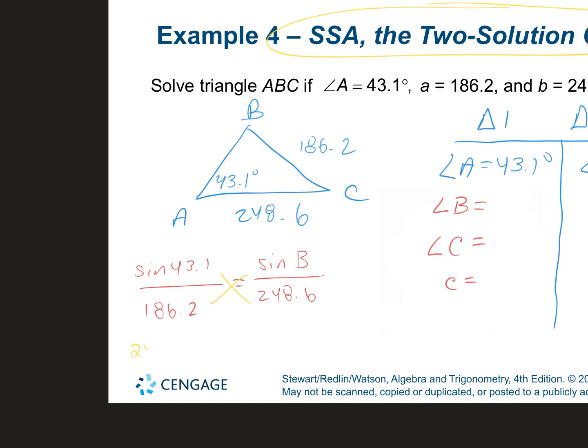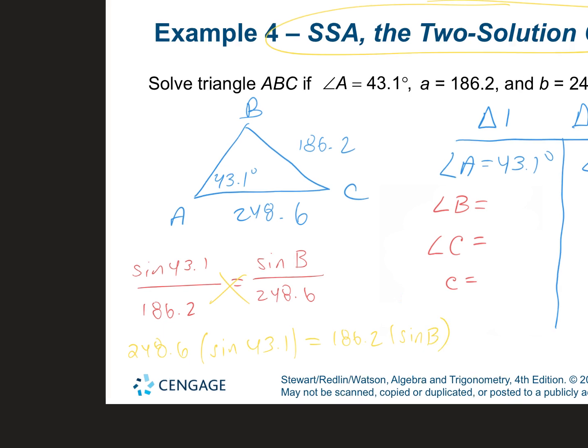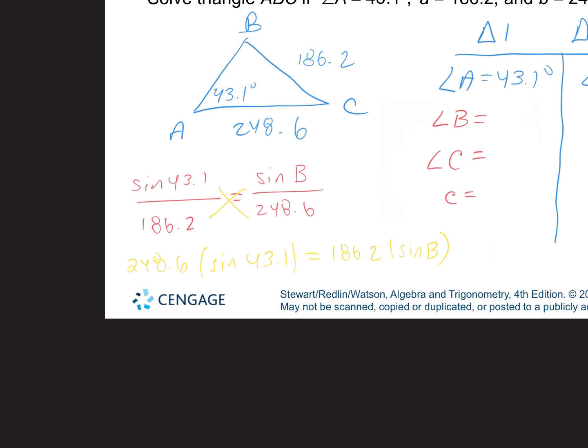So you have 248.6 times the sine of 43.1 equals 186.2 times the sine of B. Agreed? We're going to divide both of these by 186.2. So I get the sine of B equals, do that in your calculator, 248.6 times the sine of 43.1, and then divided by 186.2.